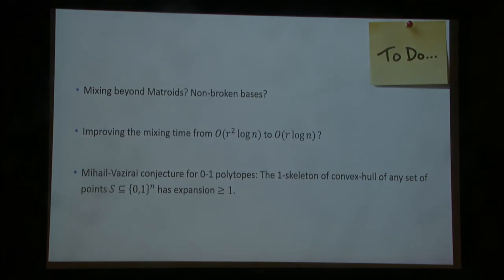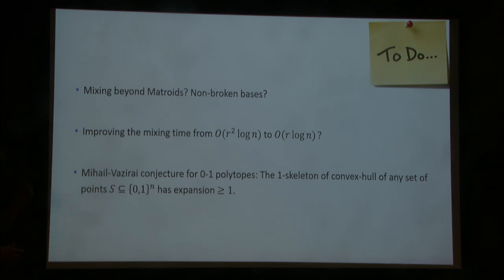So, just some open questions if you want to think about. Can we count these non-broken bases? You can ask me afterwards what they are. Basically, they correspond to coefficients of the chromatic polynomial of a graph. Can we improve the running time from R squared to R? There's also a question of studying stronger bounds, not the Poincare constant but the log-Sobolev constant, or the modified log-Sobolev constant. Can we study these constants for the Markov chain on bases of the matroid?